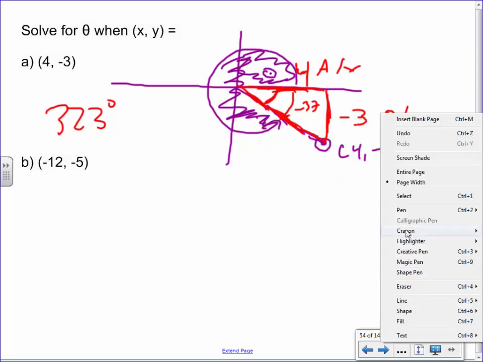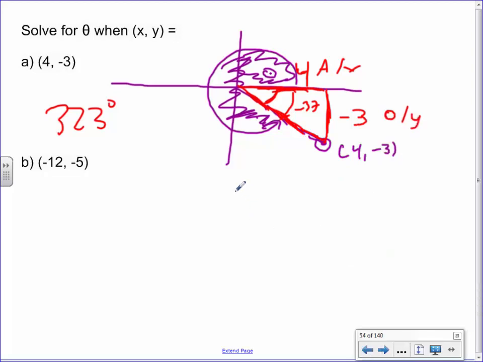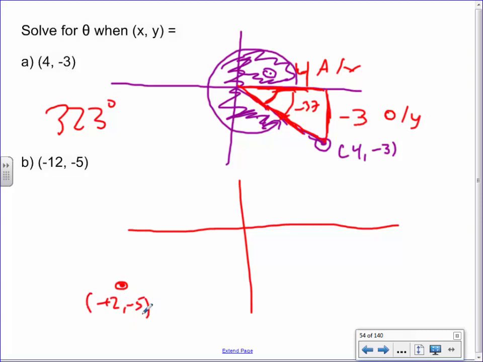So hopefully you guys can see, especially you guys in grade 11, why I want to give you just one more lesson, because I hope it makes sense as to where all the rest of that stuff I showed you came from. So let's plot this. Negative 12, negative 5 would be over here, give or take. Estimate for me in degrees what the angle should be, roughly.